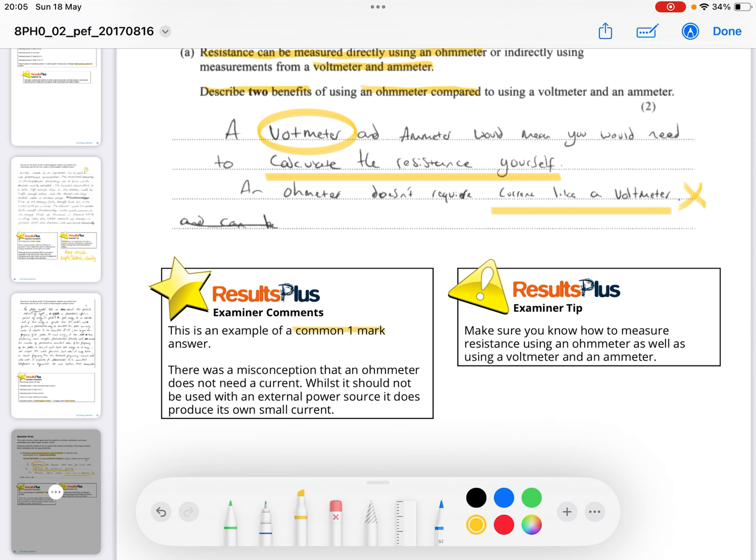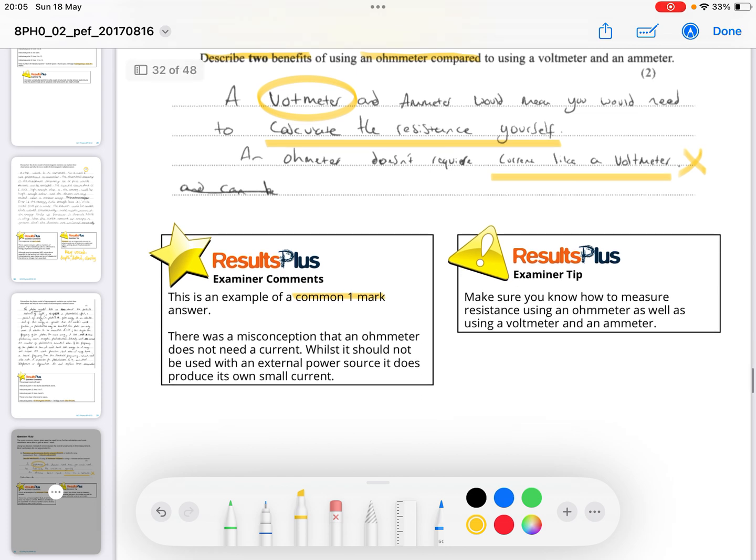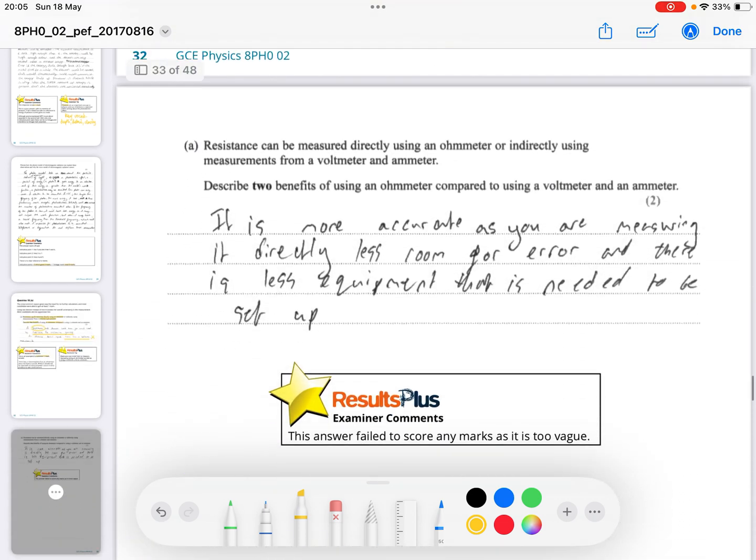An ohm meter actually has its own power supply in it. It's actually doing the calculation for you. It's measuring the current of its known power supply, and it's working out what the voltage, what the resistance is. So it's doing the calculation for you. Okay, have a look at the mark scheme.